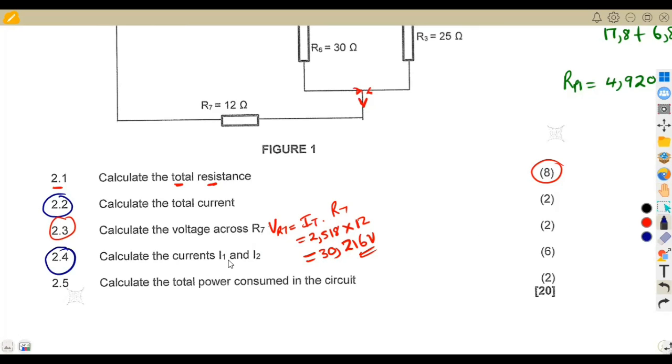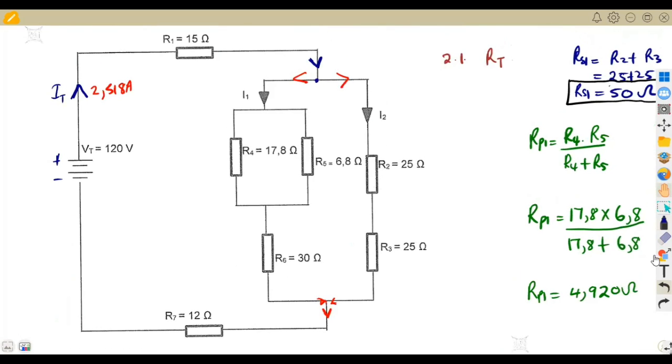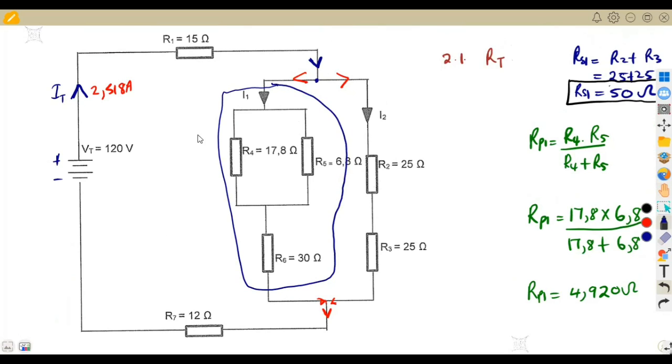Next, 2.4, calculate the currents I1 and I2. That is 6 marks for that. What is it that you're supposed to do? There are so many options that we could have taken here to calculate I1 and I2. Let me explain it this way. This is where we have I1 and I2, and the current here could be calculated from the voltage. We just have to know the total voltage of this part, and you divide by the resistance.